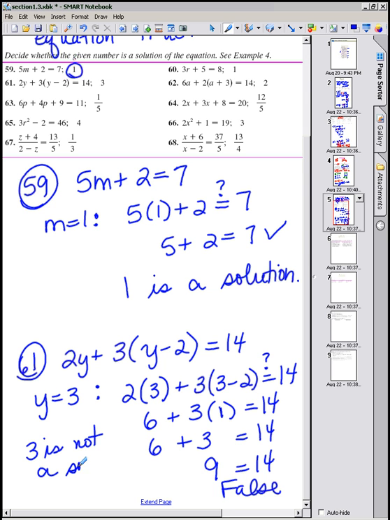Now in chapter 2, we're going to find out how to determine what the solution is. We're just determining if that value is a solution. So this is the process through all of these problems. You're just going to plug in the number that's given. If the equation is true, then the number you plugged in is the solution. If the resulting equation is false, then the number you plugged in is not a solution.